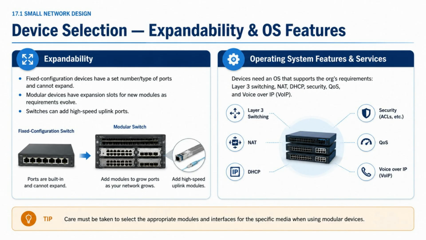The other 2 device selection factors are shown on screen. Expandability. Fixed configuration devices can't grow. Modular devices have expansion slots. Switches especially benefit from add-on high-speed uplink ports and OS features and services. The device needs an OS supporting the org's actual requirements. Layer 3 switching, NAT, DHCP, security, QoS, VoIP.